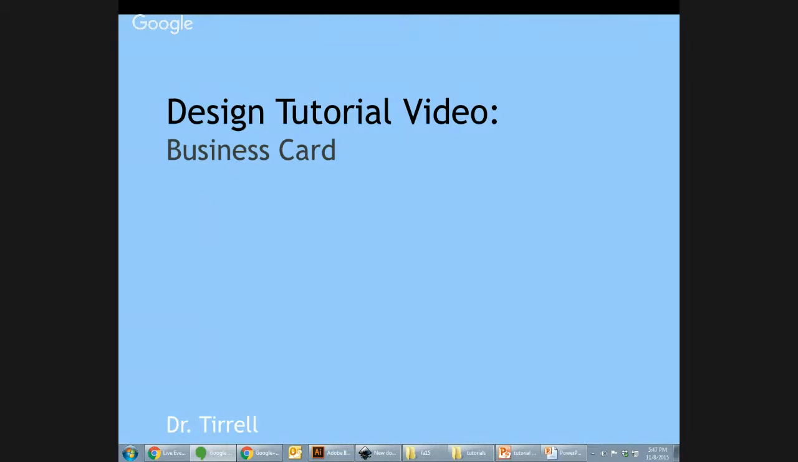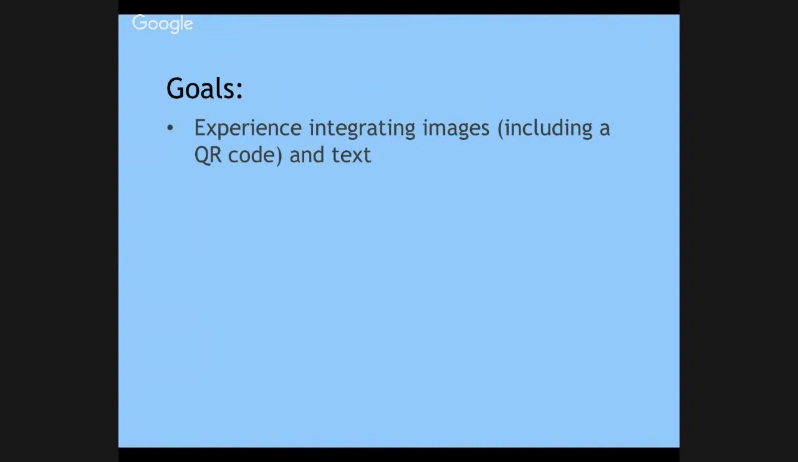So we're going to be compiling some different things that we've learned and bringing together text and graphics and that sort of thing. So let's go ahead and take a look at what our goals are for this. One is get some experience integrating images, including a QR code, right? That is a component of this project, and text. We want to have those things together for our business card.